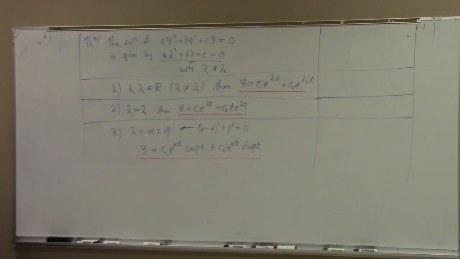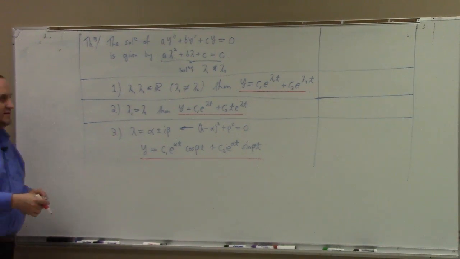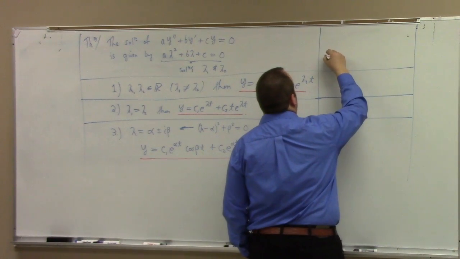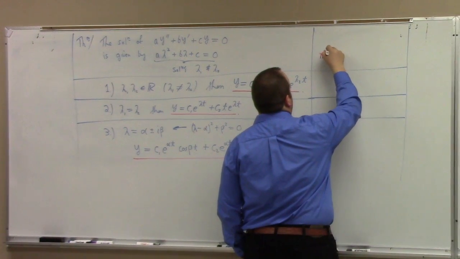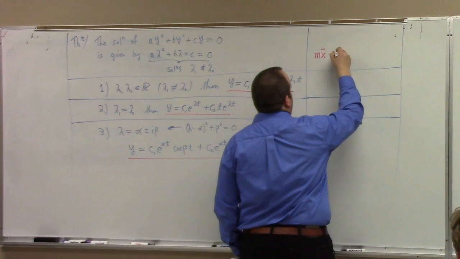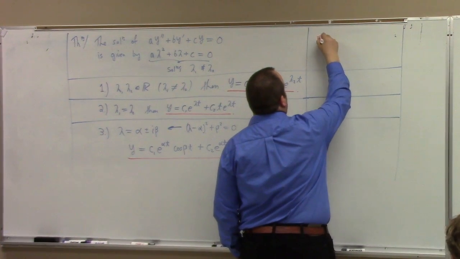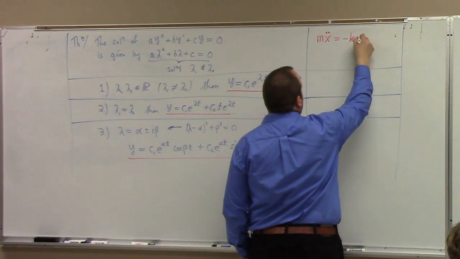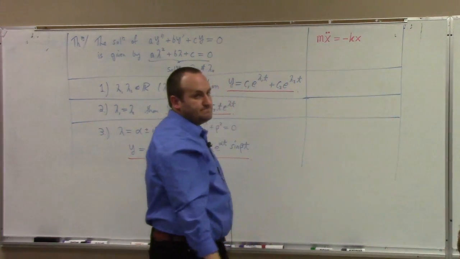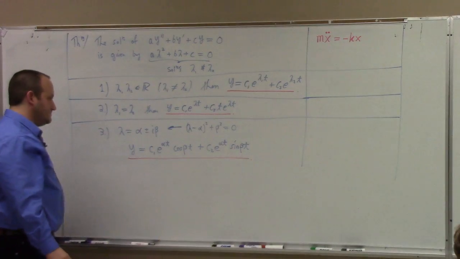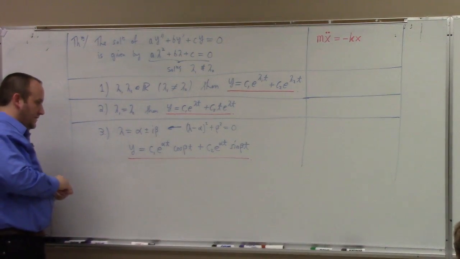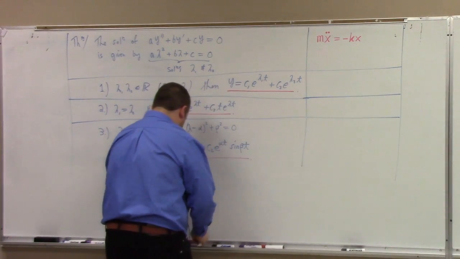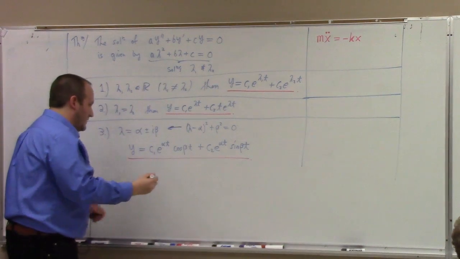Something really, really cool happens if we study the following problem. So what you're looking at is m x double dot. A little preamble here. m x double dot is equal to minus kx. All right, we talked about that already. I'll come back to that in just a second. There's one other caveat I should make here. Special case.